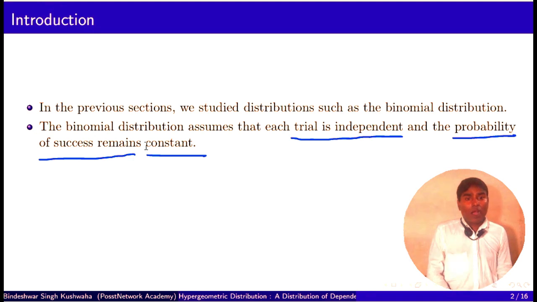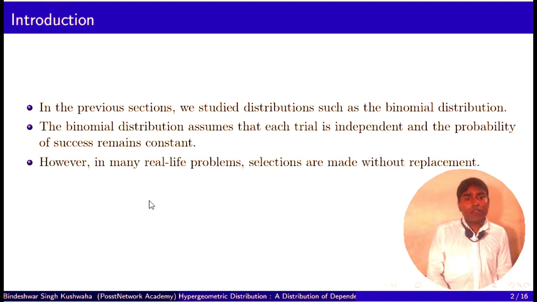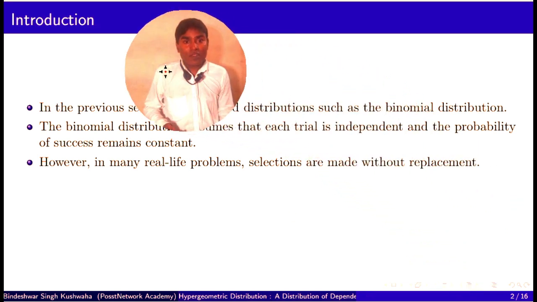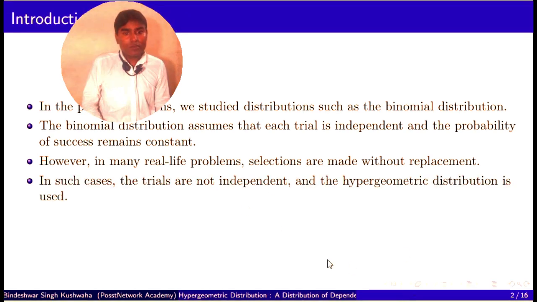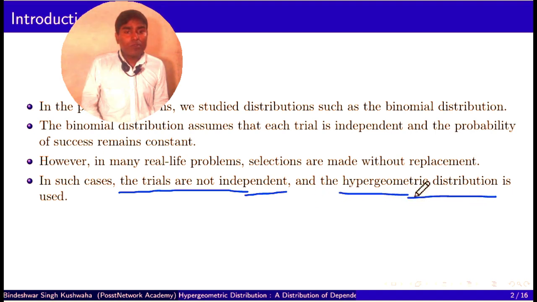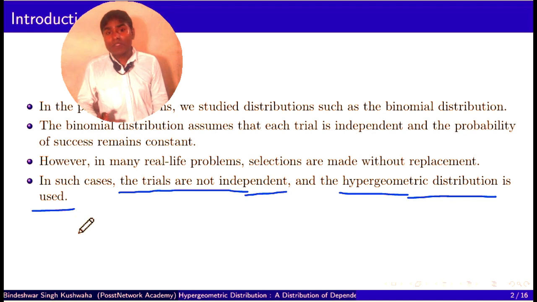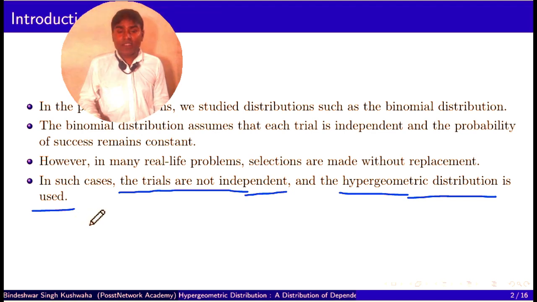However, in many real life situations selections are made without replacement. That means samples are not replaced back again. In such cases the trials are not independent and the hypergeometric distribution is used. So we will use hypergeometric distribution when trials are not independent, that means they are dependent.